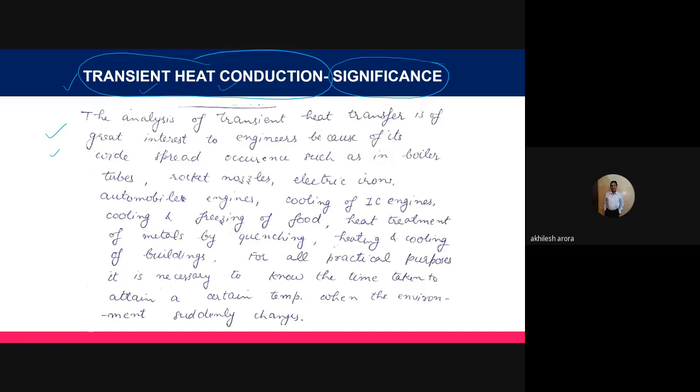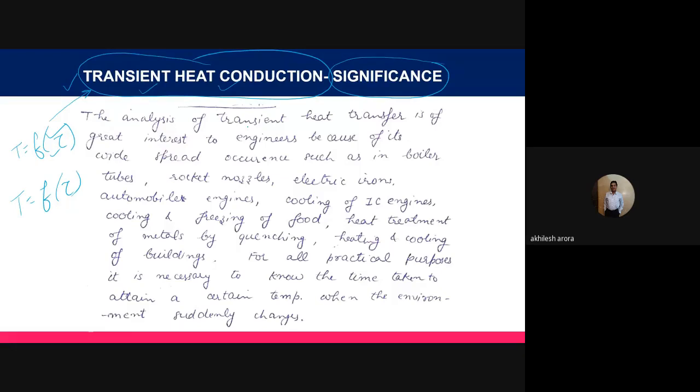Basically, when the properties are varying with respect to time, then we will say it is a transient phenomenon. It's not a steady state phenomenon. Transient means the temperature is a function of time, tau. So that is the transient phenomenon, and there can be many cases where you would have this type of transient heat conduction.